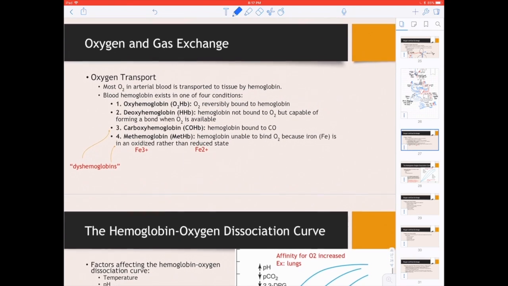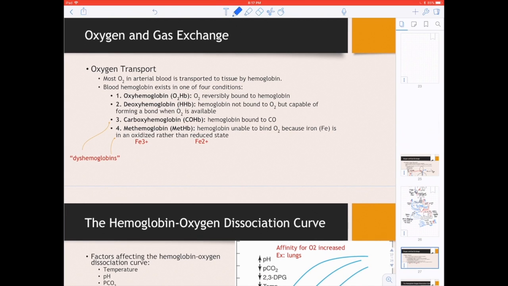Okay, so now let's focus a little bit more specifically on oxygen transport. As you guys already know, most oxygen in arterial blood is transported to tissue by hemoglobin. And just really quickly, hemoglobin can exist in one of four conditions. One being oxyhemoglobin, which is the form of hemoglobin that is reversibly carrying oxygen around. So the oxygen can be dropped off to tissues or it can be picked up and taken around.